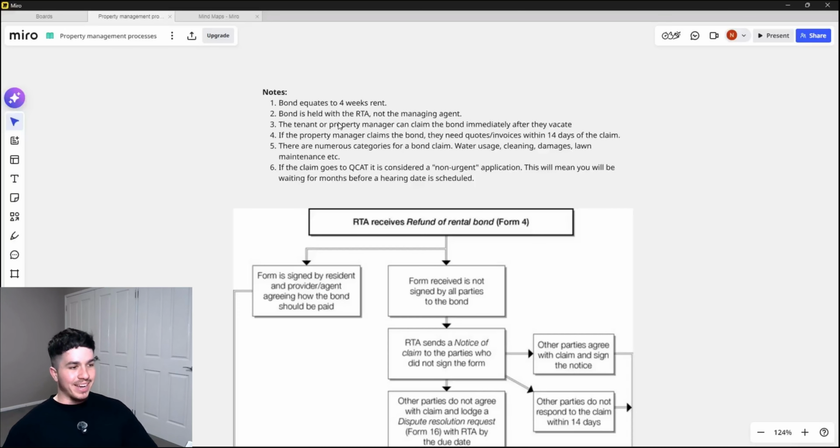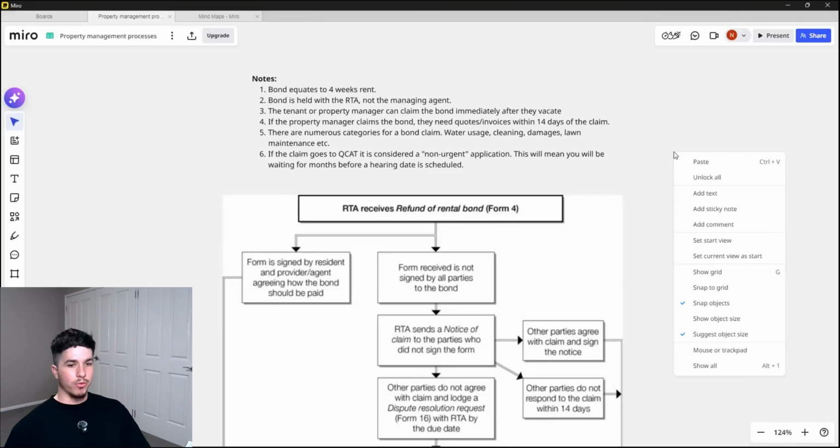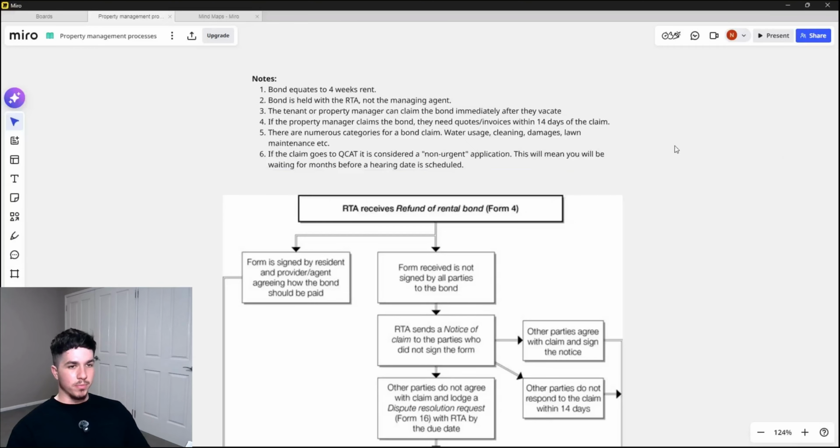So again, the most important thing to take away from this is if the bond has been claimed and you are going through a bond negotiation, there's no point waiting for the bond. Get it leased again, which means getting the property clean, doing any maintenance, and securing a new quality tenant. That is the best thing you can do to make sure you continue to receive rental income despite having this issue with a few $1,000s in dispute.